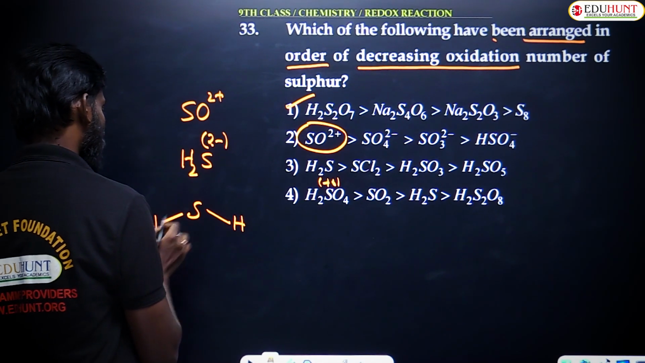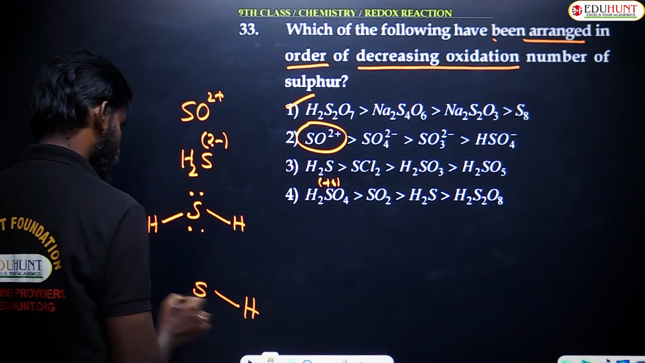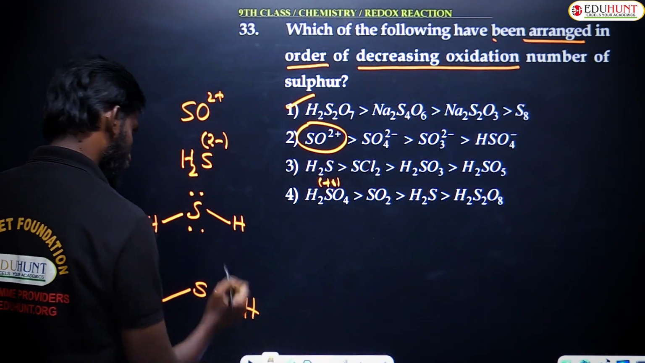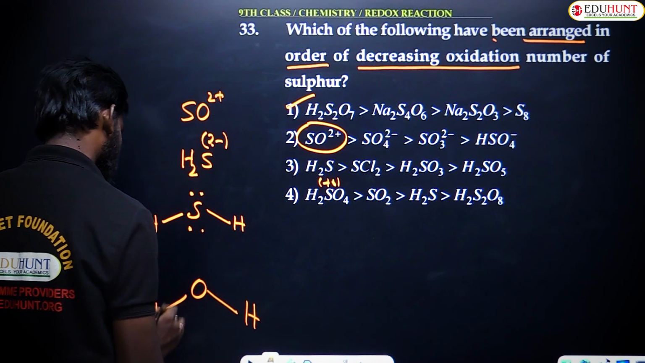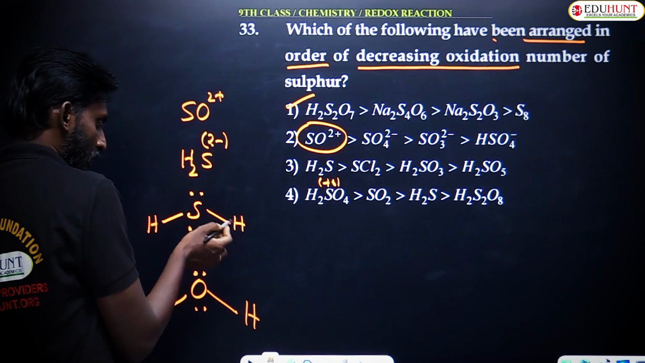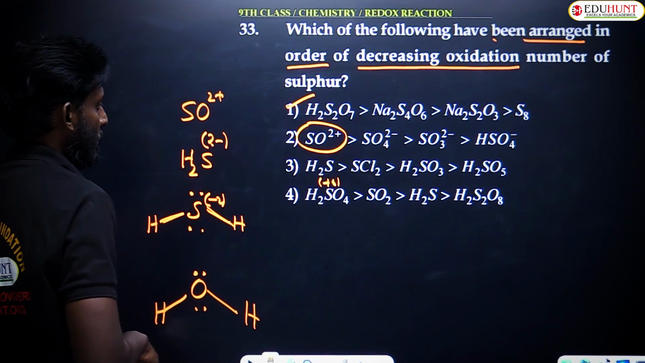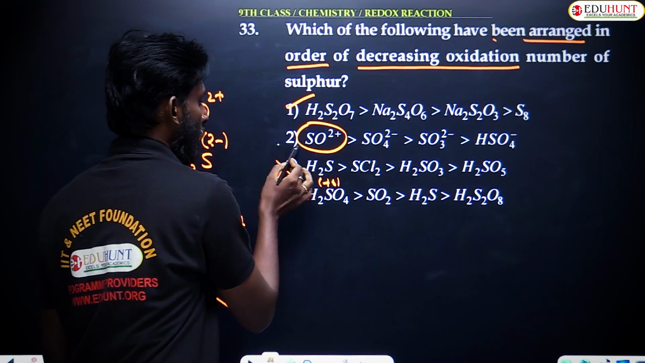Sulfur belongs to the oxygen family. The structure is not almost, it's like water. The structure is similar to a water molecule like this. So minus 1, minus 2. Similarly, sulfur also minus 1, minus 2. Sulfur here is in the minus 2 state. So this is not our answer. We hold this second option.